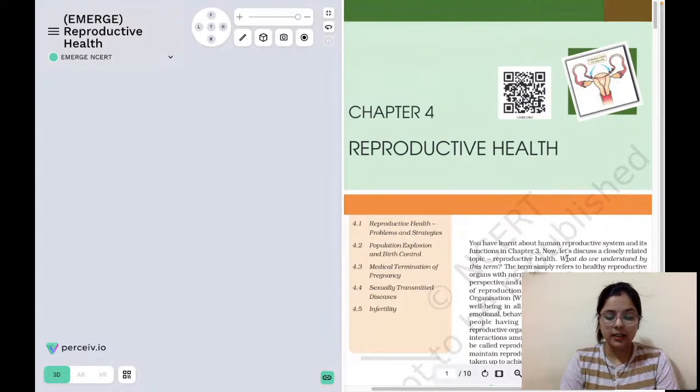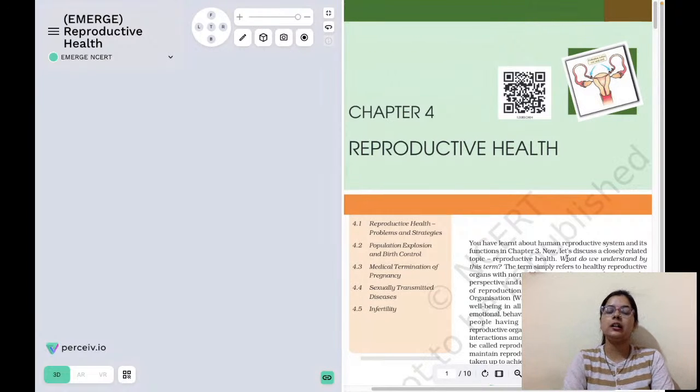Good evening. So today we are continuing the Emerge batch chapter, which is Reproductive Health, and today we are going to discuss its second part, in which we will complete this chapter today. All right. Till the first part we have already dealt with some of the basic concepts of reproductive health, and along with that we have also dealt with some of the contraceptive methods. So we will continue with the same aspect.